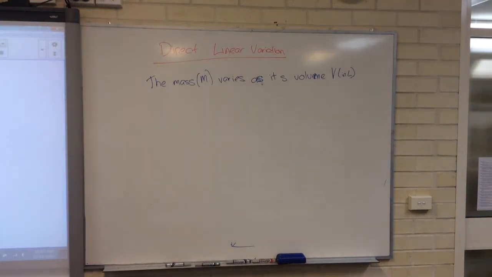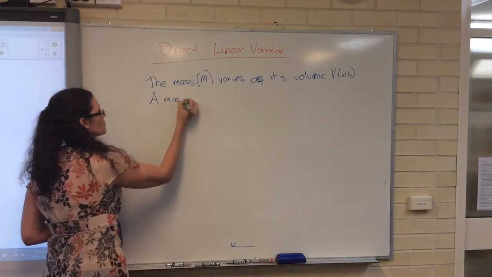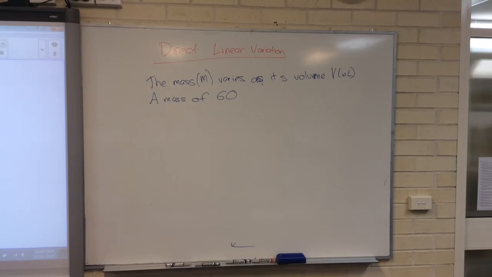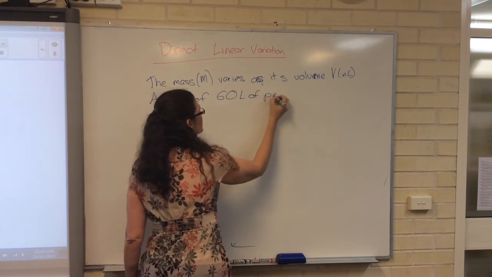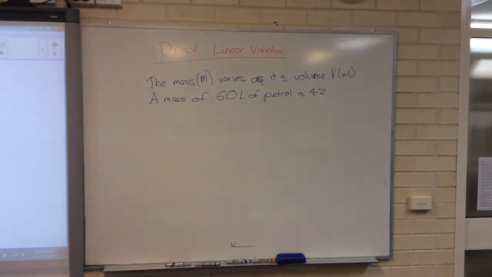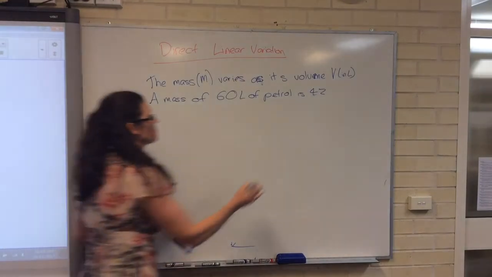Okay, so we're looking at the mass, which we're going to use the capital M for, varying with volume V. Now, in these sorts of questions, they always give you an example. So they're going to say a mass of 60 litres of petrol is 42. What is after the V? In litres. Okay, so the mass of 60 litres of petrol is going to be 42 kilograms.